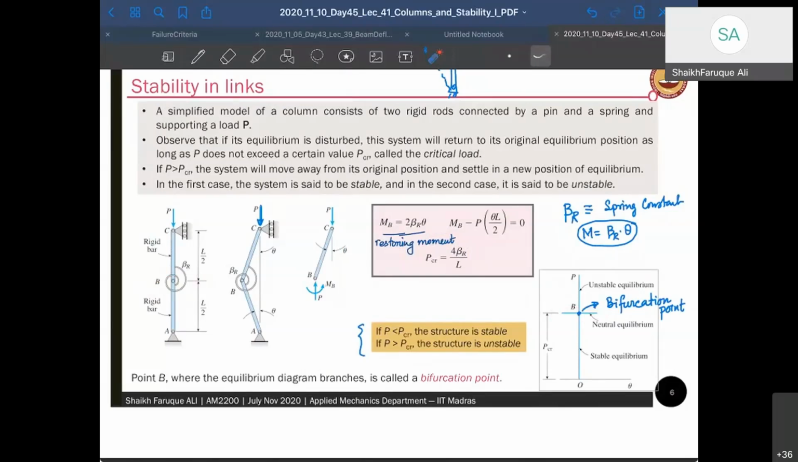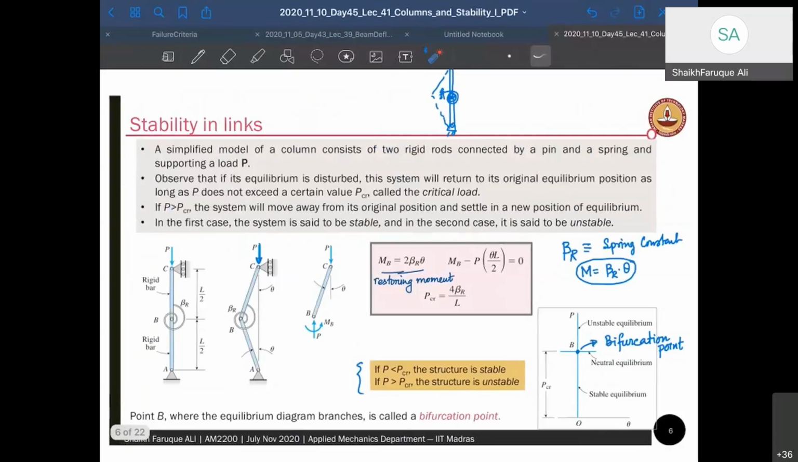Okay, this point is called the bifurcation point. It's called a bifurcation point because the structure has two directions to move. Bifurcation, bi is two. It can either go this way, or it can go like this. So that's the bifurcation point for this structure.